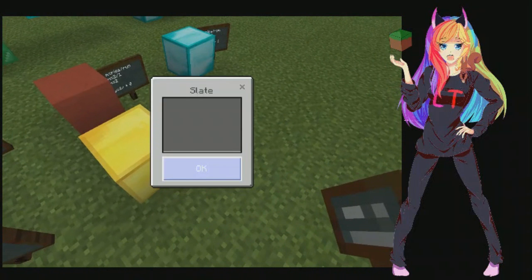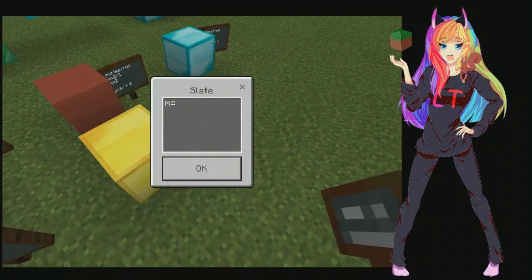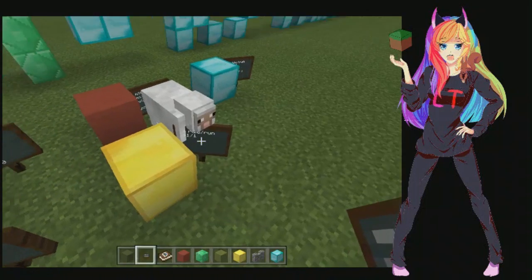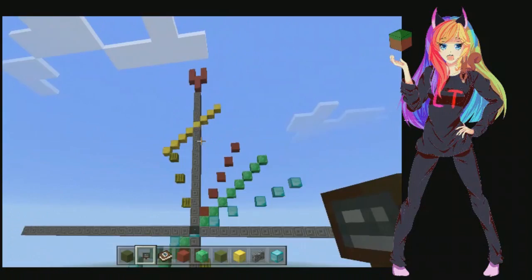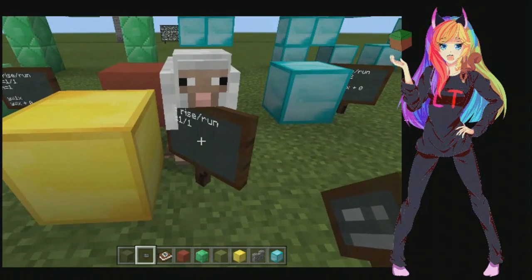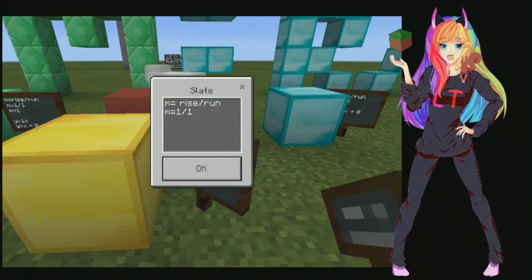And I put in my little thing here. Now, let's work out what m is first. M equals rise over run. M is equal to 1 divided by 1. That's easy. Now, we know there's going to be y equals mx plus c. Hello, sheepy. You helping me, sheepy? Good, because I need all the help I can get. Y equals mx plus c. So y is equal to 1 times x plus c. I don't know what c is yet.